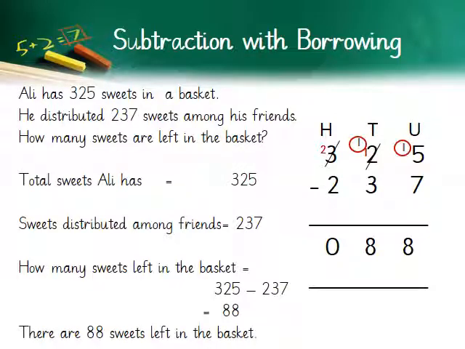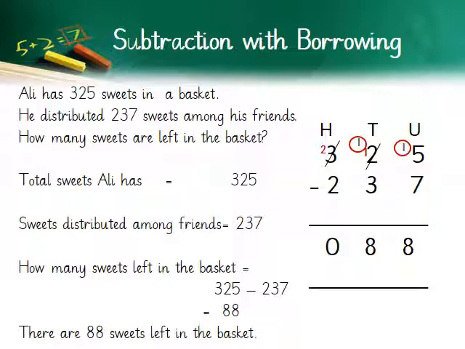Here is given a problem sum. Ali has 325 sweets in a basket. He distributed 237 sweets among his friends. How many sweets are left in the basket? Children, first of all, you will make the statements. And the statements are: total sweets Ali has 325. Sweets distributed among friends 237. How many sweets left in the basket?